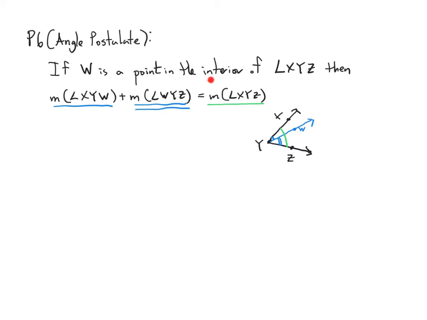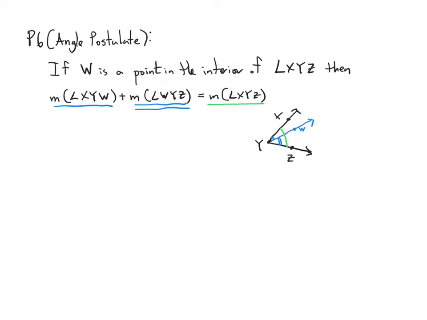I'll say it formally, and then we can talk about what it means. If W is a point on the interior of angle XYZ, then the measure of angle XYW plus the measure of angle WYZ equals the measure of angle XYZ. So I have that situation drawn here. This is saying that W is a point on the interior of the angle XYZ. The angle XYZ, those rays are drawn in black here, and there's an extra ray that starts at Y, through W.